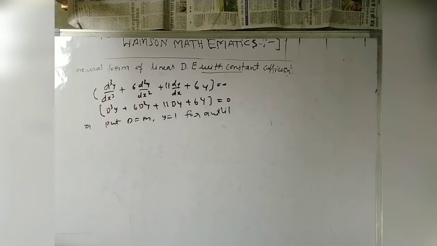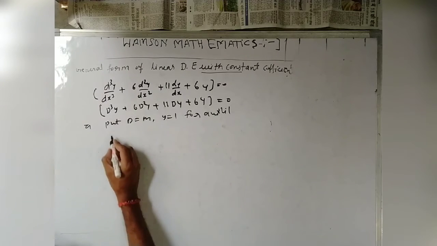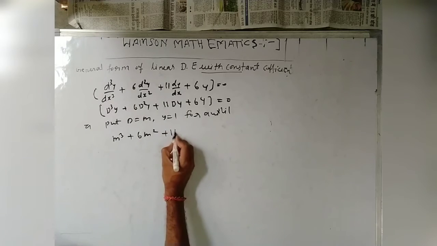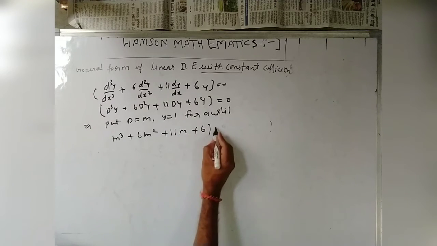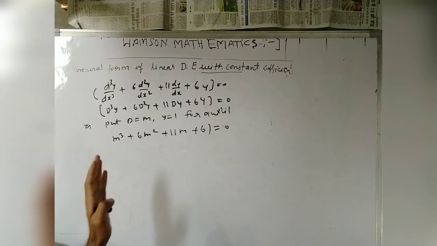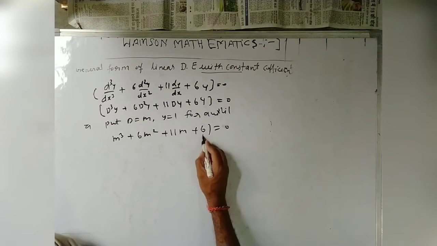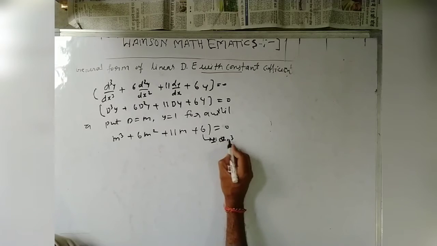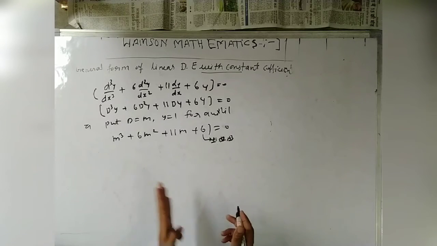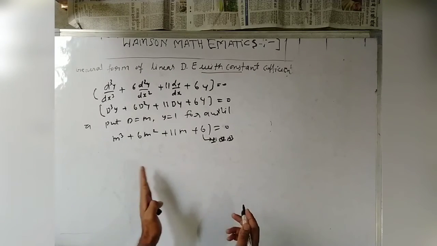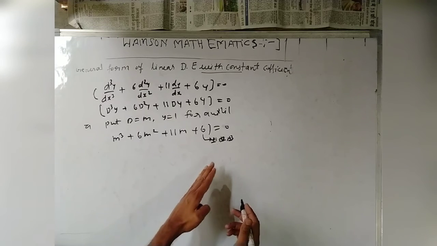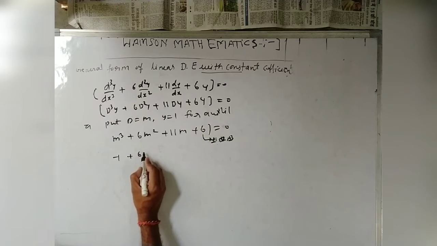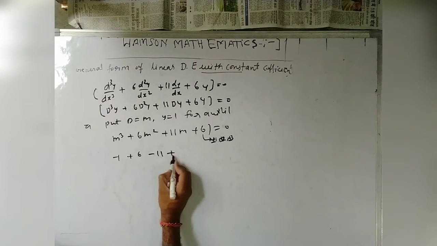Hello. So put D is equal to m. So what we write: m cube plus 6m square plus 11m plus 6 is equal to 0. To solve this equation, factorize it using 1, 2, 3 and plus minus 1, plus minus 2, plus minus 3. Here all the terms are positive, so the roots are negative. So let me write here m is equal to minus 1.